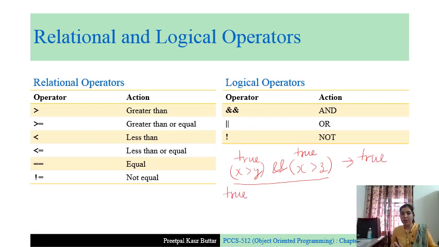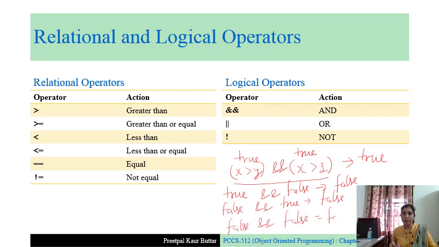If one of them is false, then what will be the result? The result will be false, because for AND to be true, both the expressions should be true. Similarly, false and true is also false, false and false is false. Okay, so this is the truth table of AND operator.